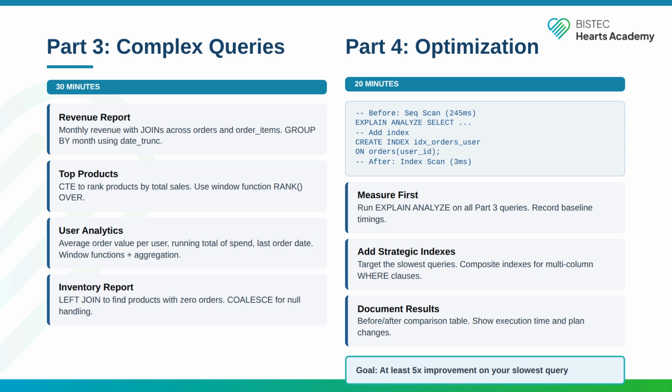Now add strategic indexes. Focus on your slowest query first. If the revenue report is doing a seq scan on order items, add an index on the columns used in the WHERE and join clauses. Run EXPLAIN ANALYZE again, and document the before and after. Your goal is at least a 5x improvement on your slowest query.